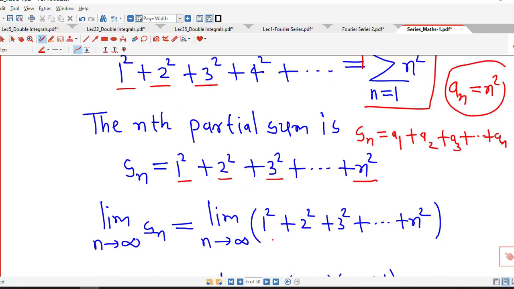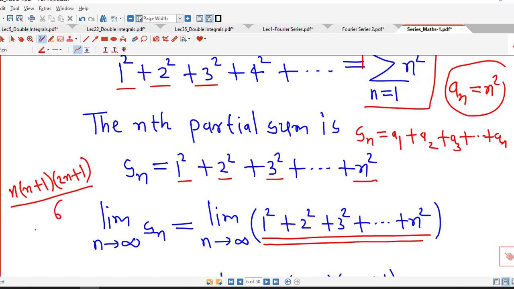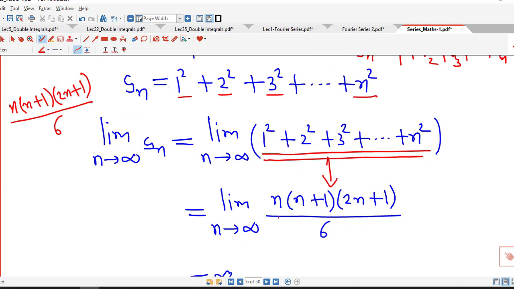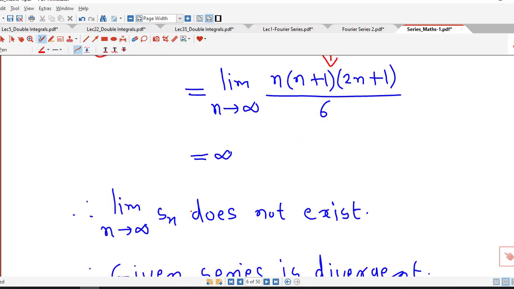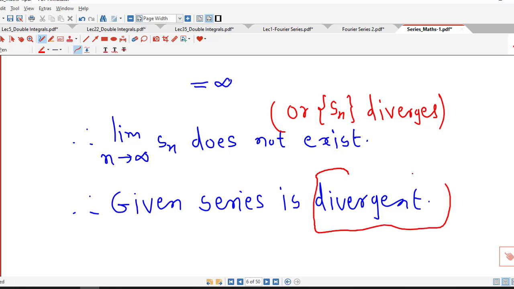So limit of Sn is limit of 1 square plus 2 square plus up to n square. So this is the sum of squares of first n natural numbers, and we have a ready-made formula for this sum, which is n into n plus 1 into 2n plus 1 by 6. So that we write here, and here if we consider limit as n tends to infinity, we obtain infinity. So that means limit of Sn does not exist, or we can say that the sequence Sn is divergent, or the sequence Sn diverges to infinity. So therefore the given series is also divergent.